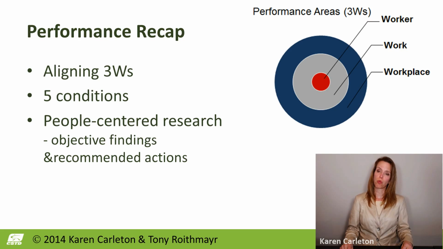If we do a performance recap of some of the things we've talked about, we can think about the 3 W's, or organizations as a system containing those 3 W's: the work, the worker, and the workplace. We could also think about those 5 conditions: people knowing what to do, being able to do it, being equipped to do it, motivated, and having supportive interactions. As well, we can think about doing people-centered or in-house research to find out exactly, are we getting the results that we need in different jobs or in different areas?